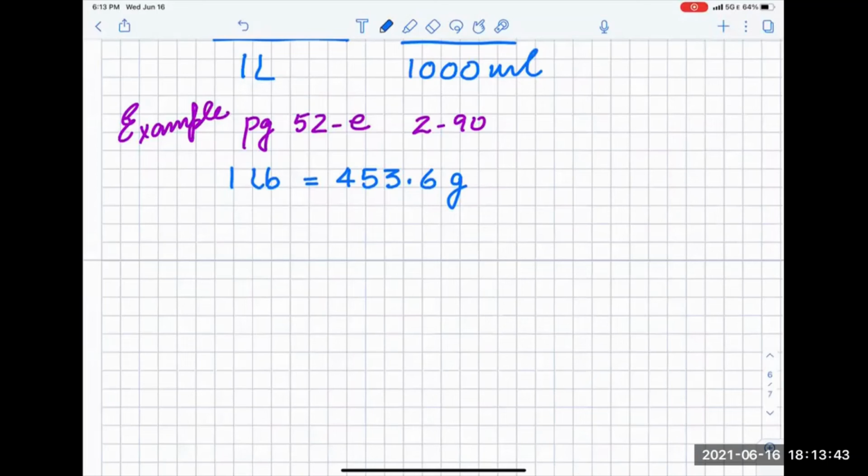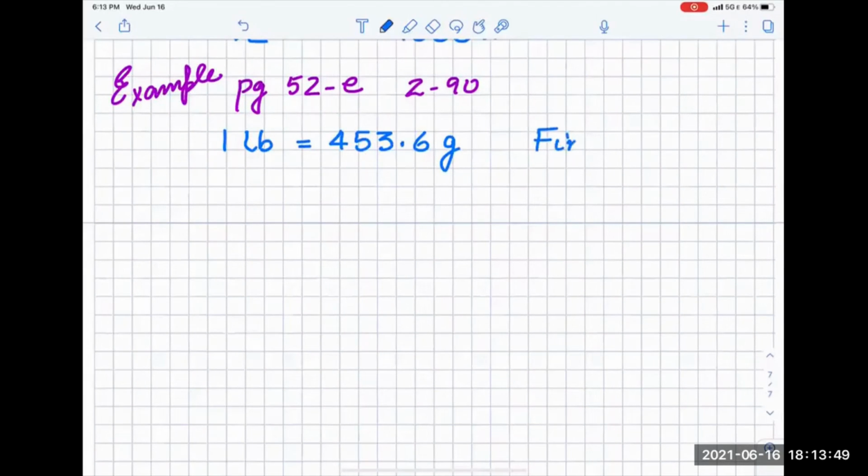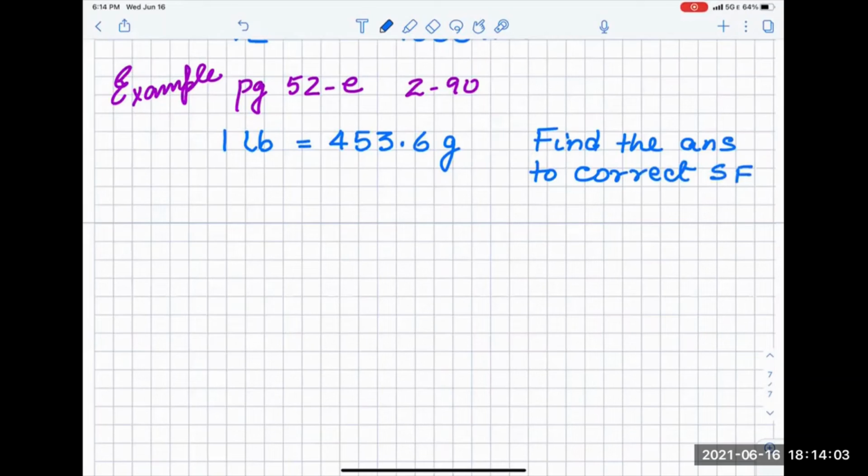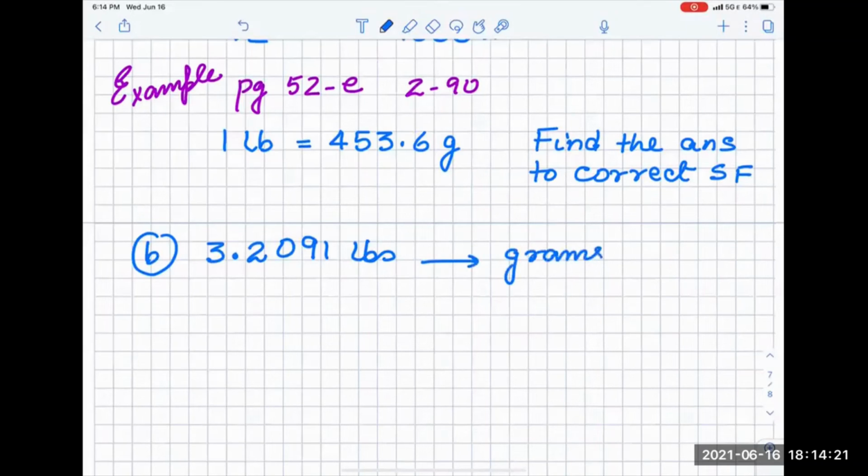So here let's do these two, and find the answer in the correct number of significant figures. Here you have part B. In part B, you are given 3.2091 pounds. Convert that to grams, or how many grams is that? So that's the question. And then find the answer in significant figures.